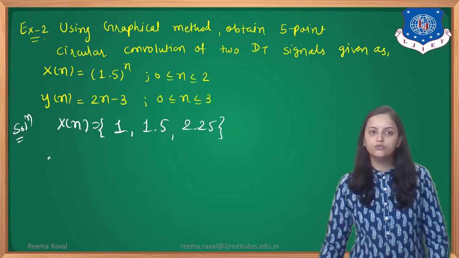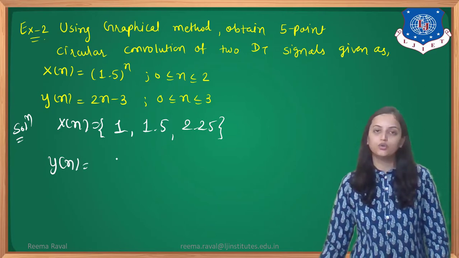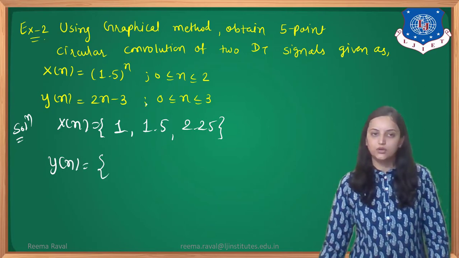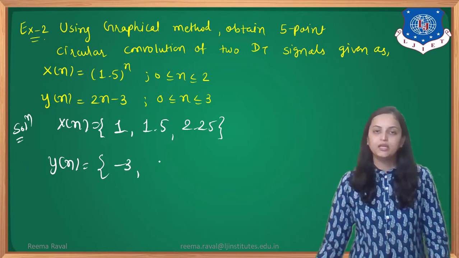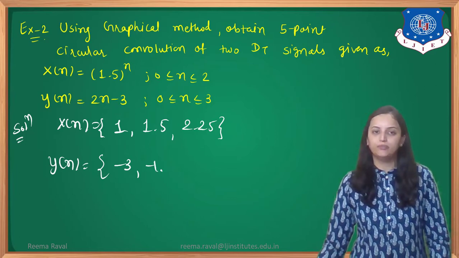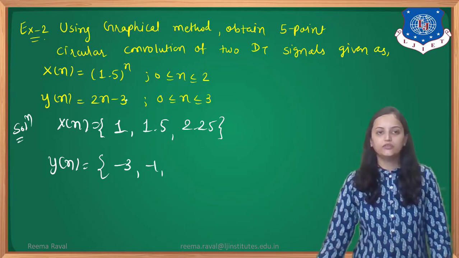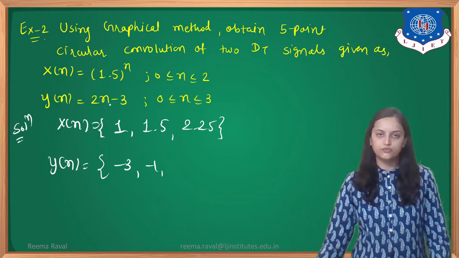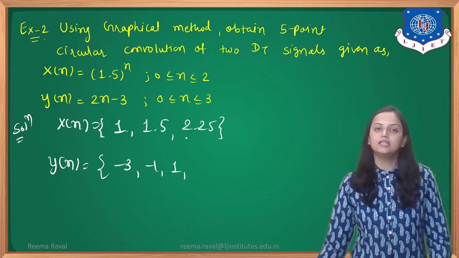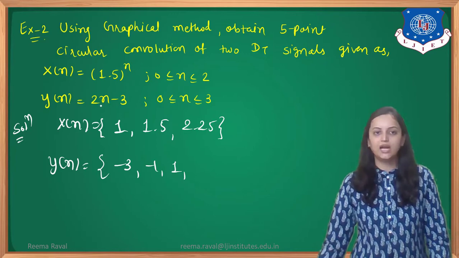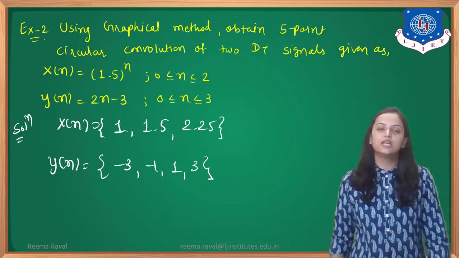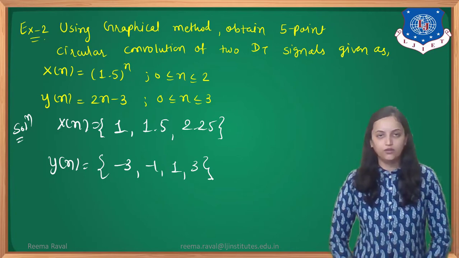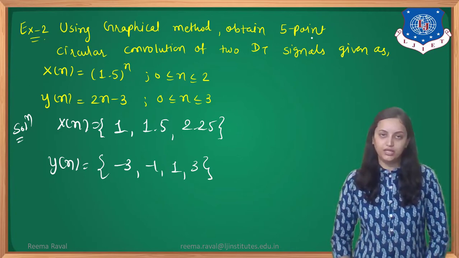In the same way we will find the values for y of n for the instants 0 to 3. For the instant 0, 2 into 0 minus 3 gives the first value, minus 3. Then n equals to 1, 2 minus 3 gives minus 1. Then n equals to 2, 2 into 2 is 4, 4 minus 3 is 1. And the last value, n equals to 3, gives 2 into 3, 6, 6 minus 3 is 3. So these are the values for x of n and y of n.